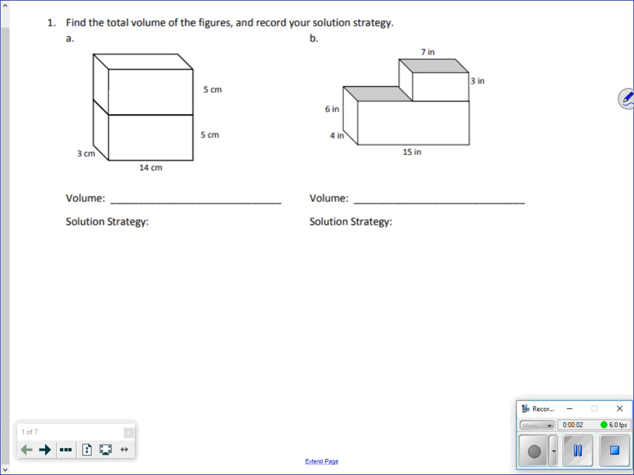With total volume. When you're finding total volume, one thing you have to remember is that to find volume, volume is length times width times height, all the time. When you're finding total volume, you're finding the volume of both shapes.